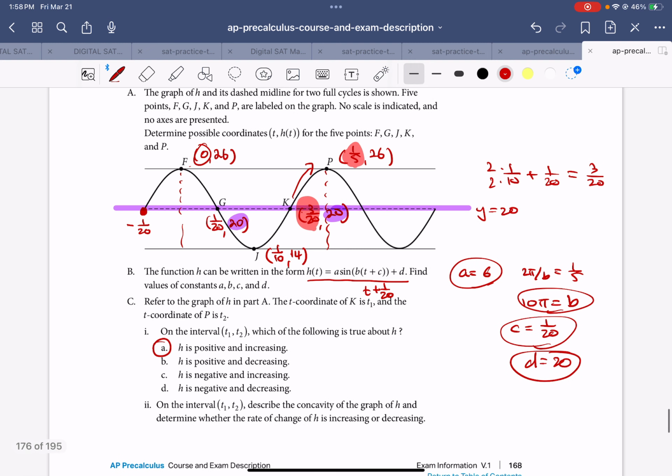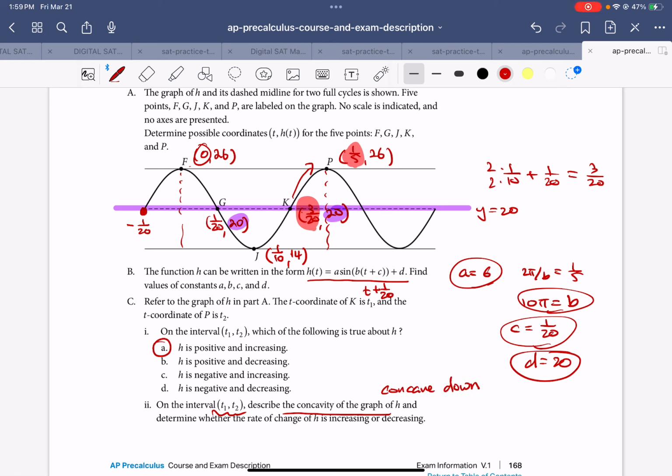Now, the second one: on the interval t1, t2, describe the concavity of the graph of h and determine whether the rate of change of h is increasing or decreasing. From here to here, that's part of concave down, right? So here we have concave up and concave down. We call this a point of inflection, right? This part is concave down. It said describe the concavity, so you have to say concave down, right?